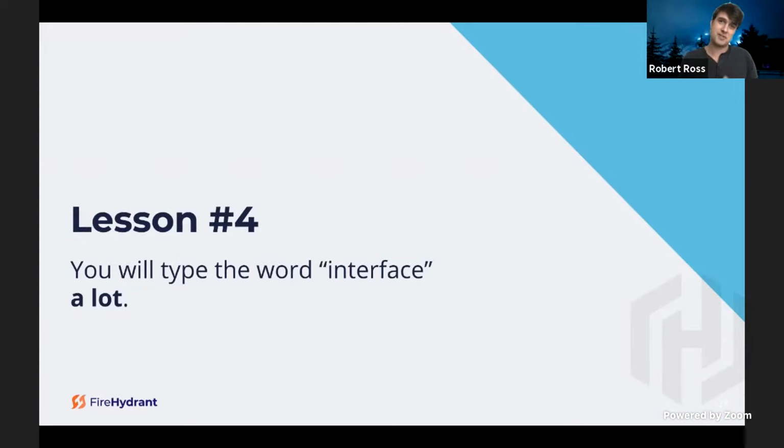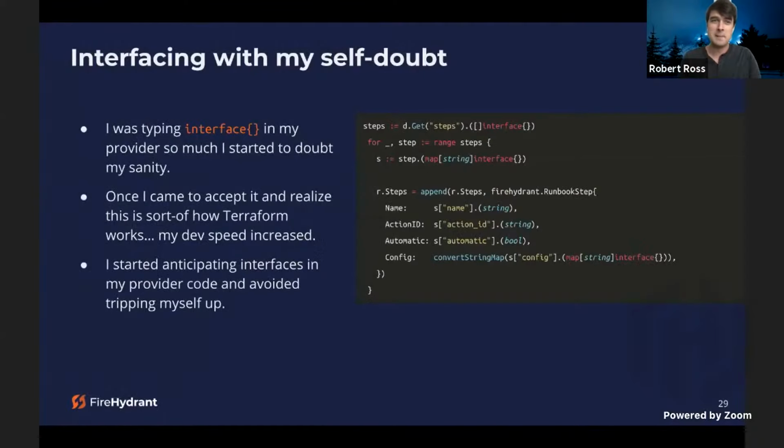Lesson number 4, and this was a kind of gut-feel thing that I had to get over. You are going to type the word interface a lot. If you're a Gopher, if you've been writing Go for a while, you know that just interface, to be able to say anything, is something you try to avoid as much as you can. Go is a strongly typed language. You want to avoid this. However, due to the nature of how Terraform works under the hood, you end up having to type it a lot to convert from this structured data in Terraform state to what you want it to actually be.